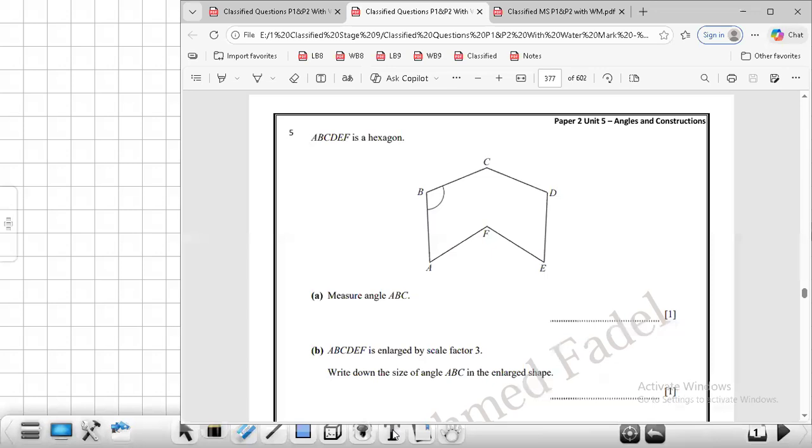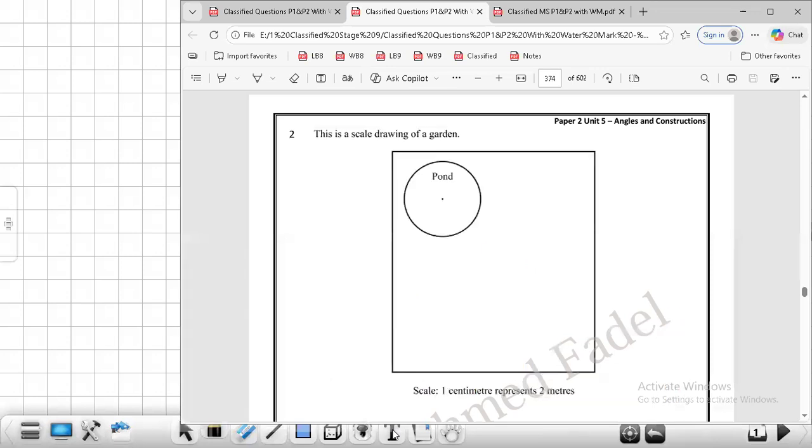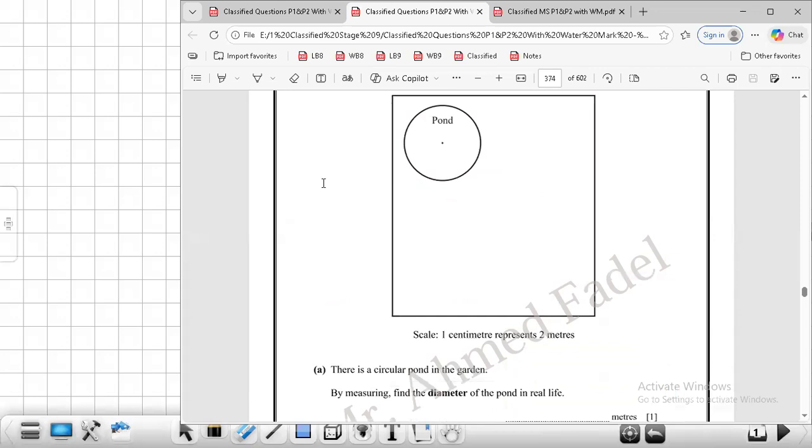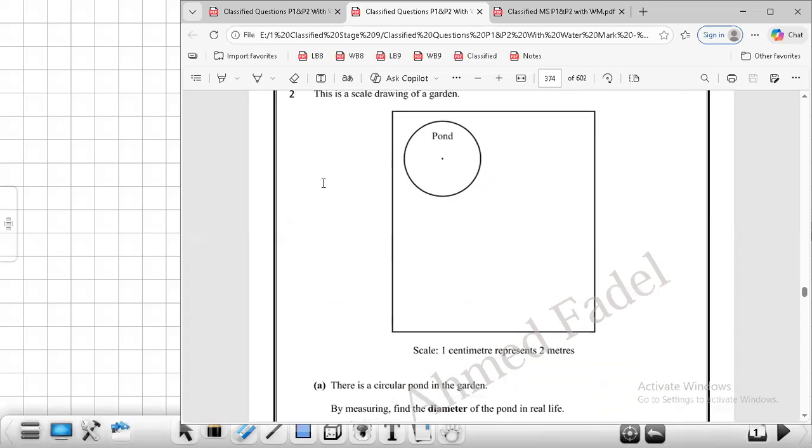Here we go, question 2. They're telling you that this is a scale drawing of a garden, and 1 centimeter represents 2 meters. There is a circular pond in the garden. By measuring, find the diameter of the pond in real life.